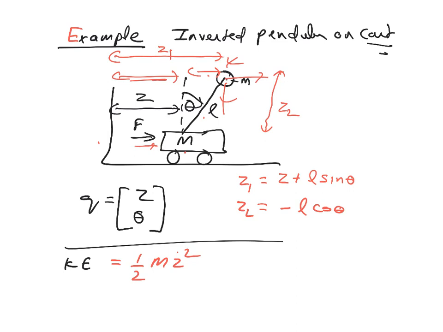Okay. So now, what is the kinetic energy? We can add half m z1 dot squared plus half m z2 dot squared, right? That's the total kinetic energy of the system, which includes your cart as well as the ball. Okay?